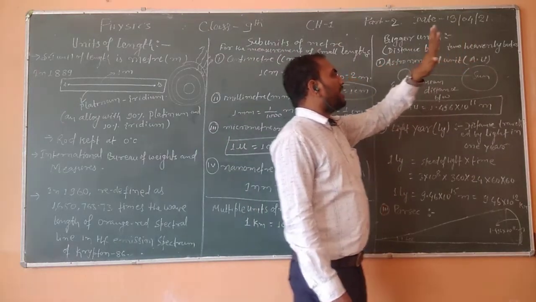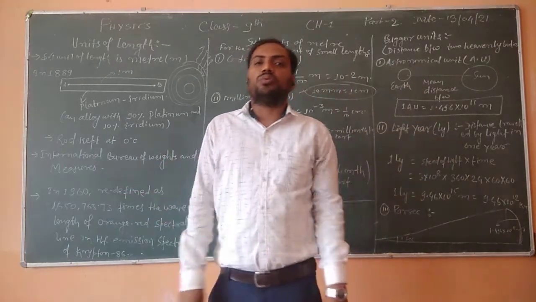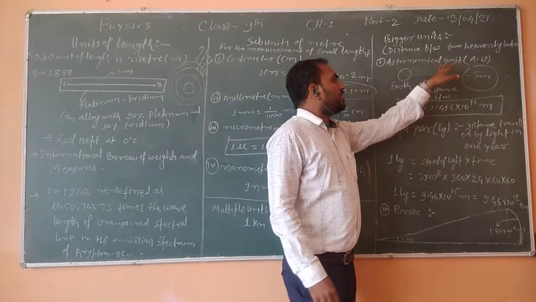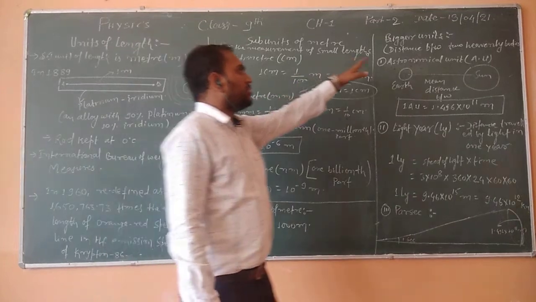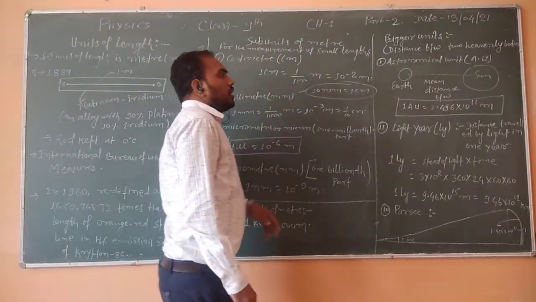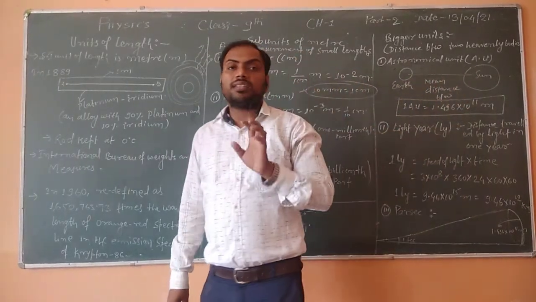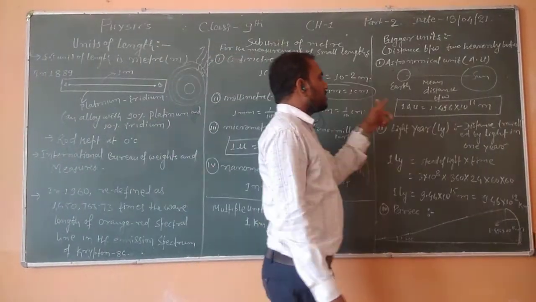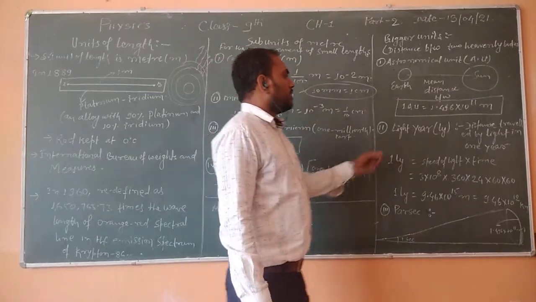Distance between two heavenly bodies. Will you go to the heavenly bodies and measure that distance? No, you will use mathematics to measure it. Astronomical unit means the first unit in the bigger units. The mean distance between Earth and Sun, meaning the average distance between Earth and Sun, is called the astronomical unit.